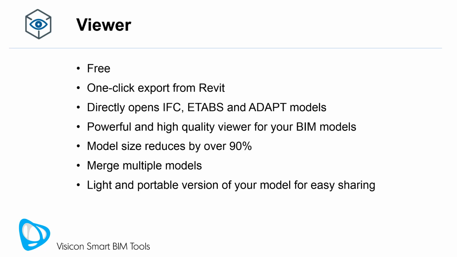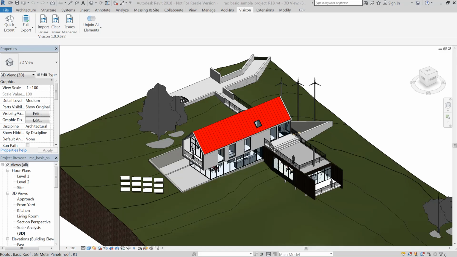It reduces the model sizes for IFCs and Revit models by over 90%. It allows you to merge multiple models, and it creates a light and portable version of your models for easy sharing. We're going to start with a Revit model.